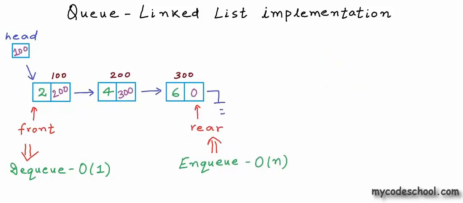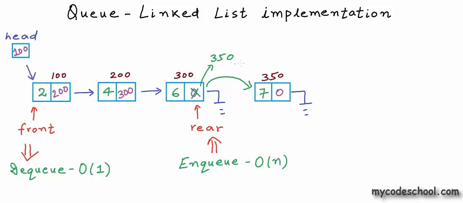To insert at the rear end, we first have to create a node. We have a new node here. Let's say I've got this node at address 350 and the integer that I want to NQ is 7. The address part of this node can be set as null. Now we need to build this link. We need to set the address part of the last node as the address of this newly created node.